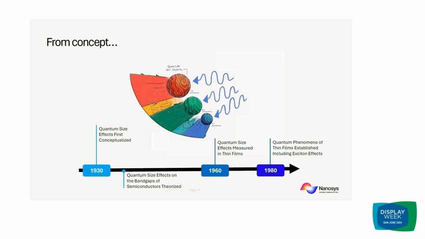Measurements later on, as the decades passed, started to actually observe that this was true. And some of the first work in this was in the field of thin films. This is as the semiconductor industry started to develop. And you can see that in the 1960s and 80s, there were actually the first laboratory measurements of quantum size effects.